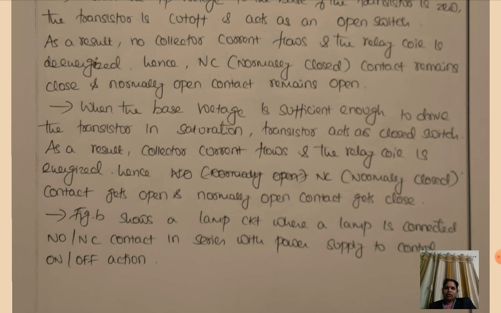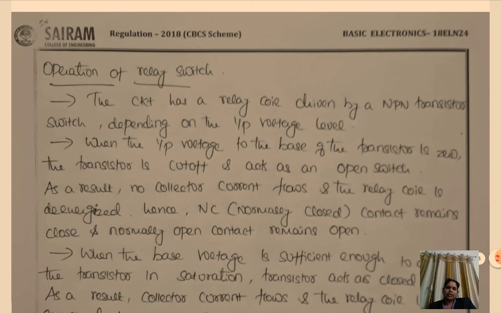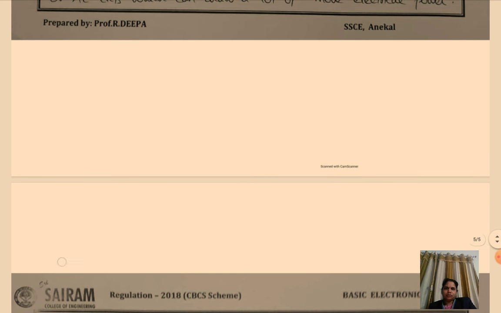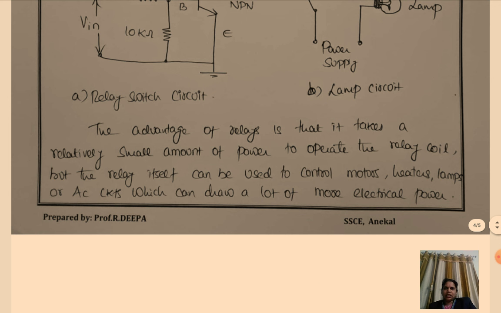So let me conclude. In today's class we have seen how the transistor operates as a switch, either on or off, and the same is implemented with the help of an LED, and also with the help of a relay we are able to control a lamp or motors or any other devices such as AC circuits. We can operate them with the help of this relay.